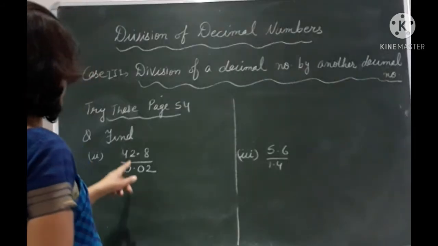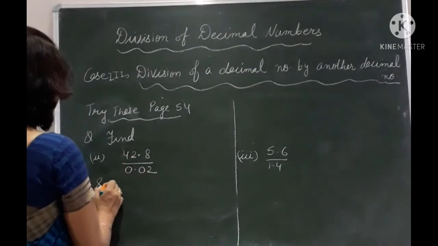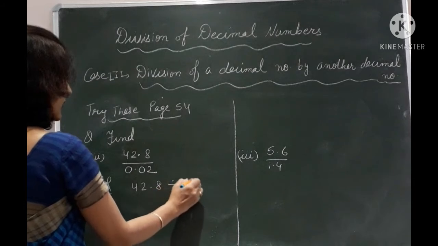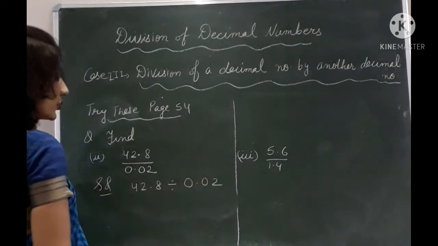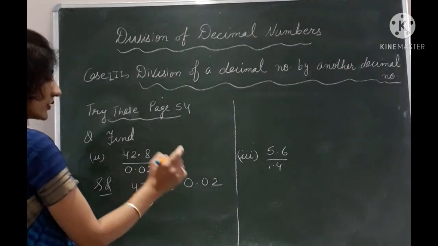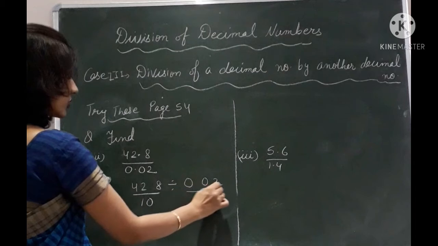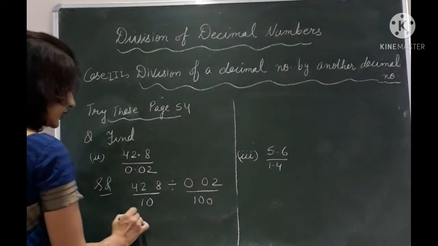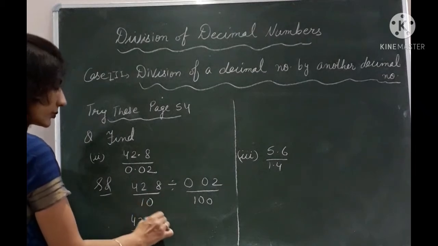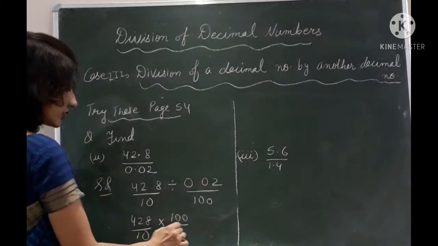Second part is 42.8 divided by 0.02. So this you can write as 42.8 divided by 0.02. Remove the decimal. Here in the denominator 10 will come if I remove this. If I remove this decimal, here there are 2 digits after the decimal, so in the denominator 100 will come. So I have 428 upon 10. Division sign changes to multiplication. The reciprocal of this will be 100 upon 2.